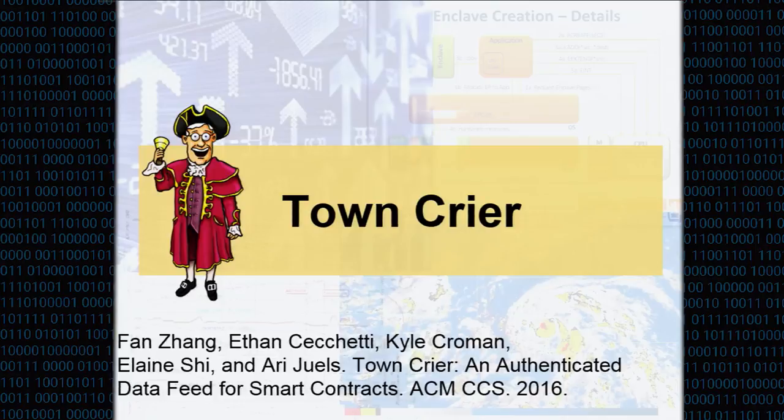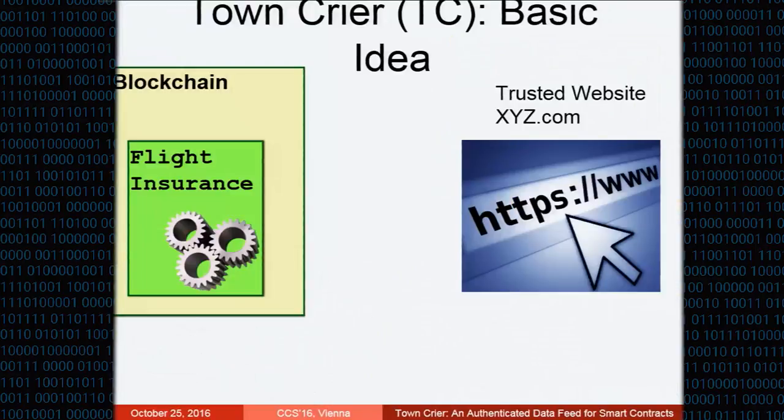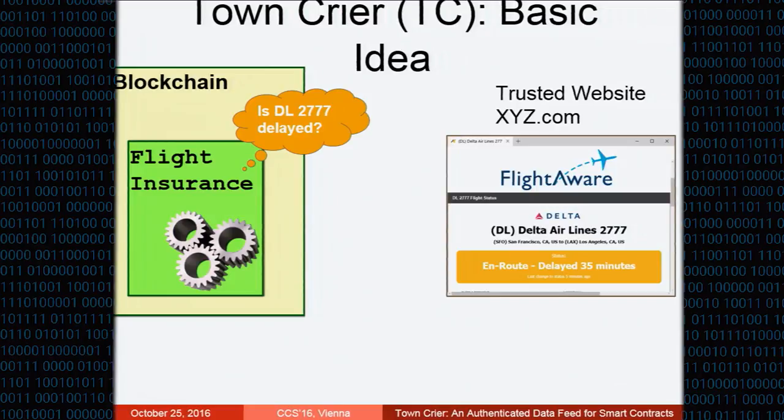That's why we introduced Town Crier, our system. What is the basic idea of Town Crier? So let's take a step back and think about, for example, what we would do if we need information such as whether a flight is delayed or not. I will probably just go to one of the websites and look it up. The reason why I trust, for example, flightaware.com is its reputation. And people trust these websites for similar reasons.